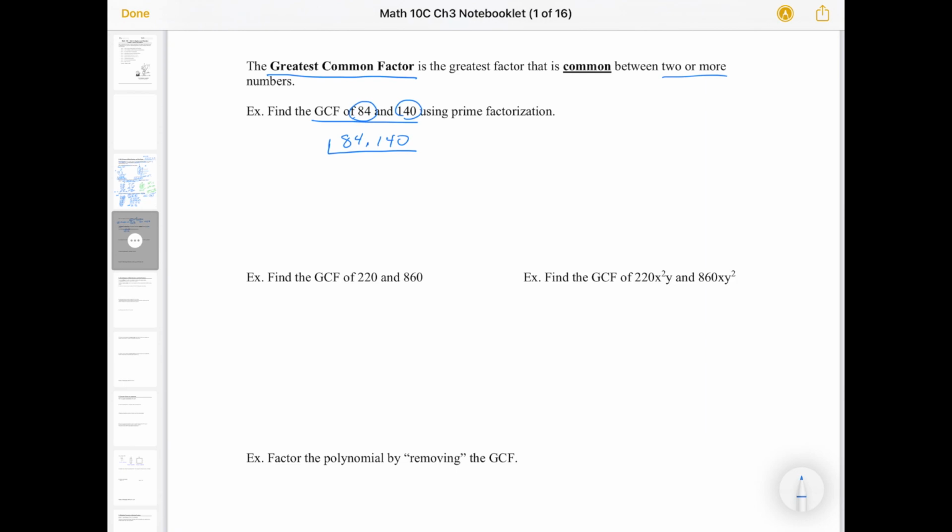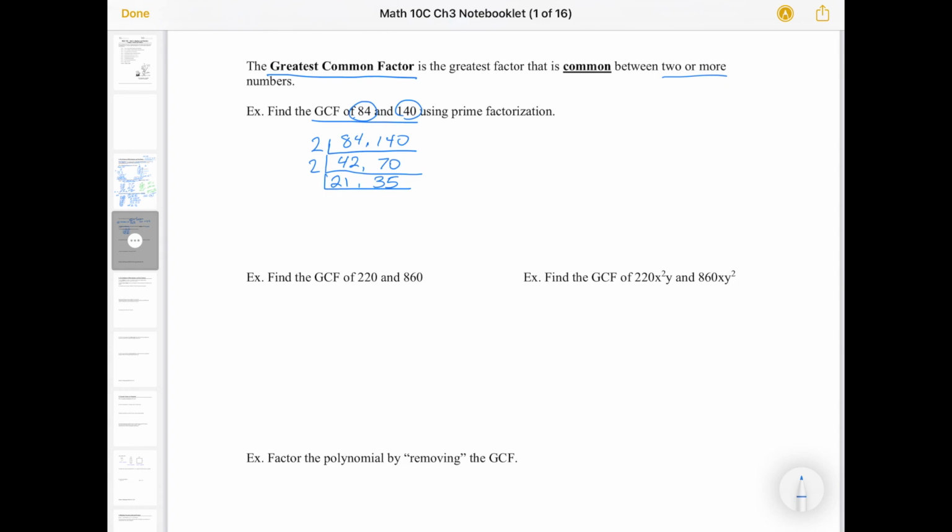So they're both even numbers. So 2. 84 divided by 2 is 42. 140 divided by 2 is 70. All right, so again, I have even numbers, so I divide both of them by 2. So I'm getting 21 and 35.